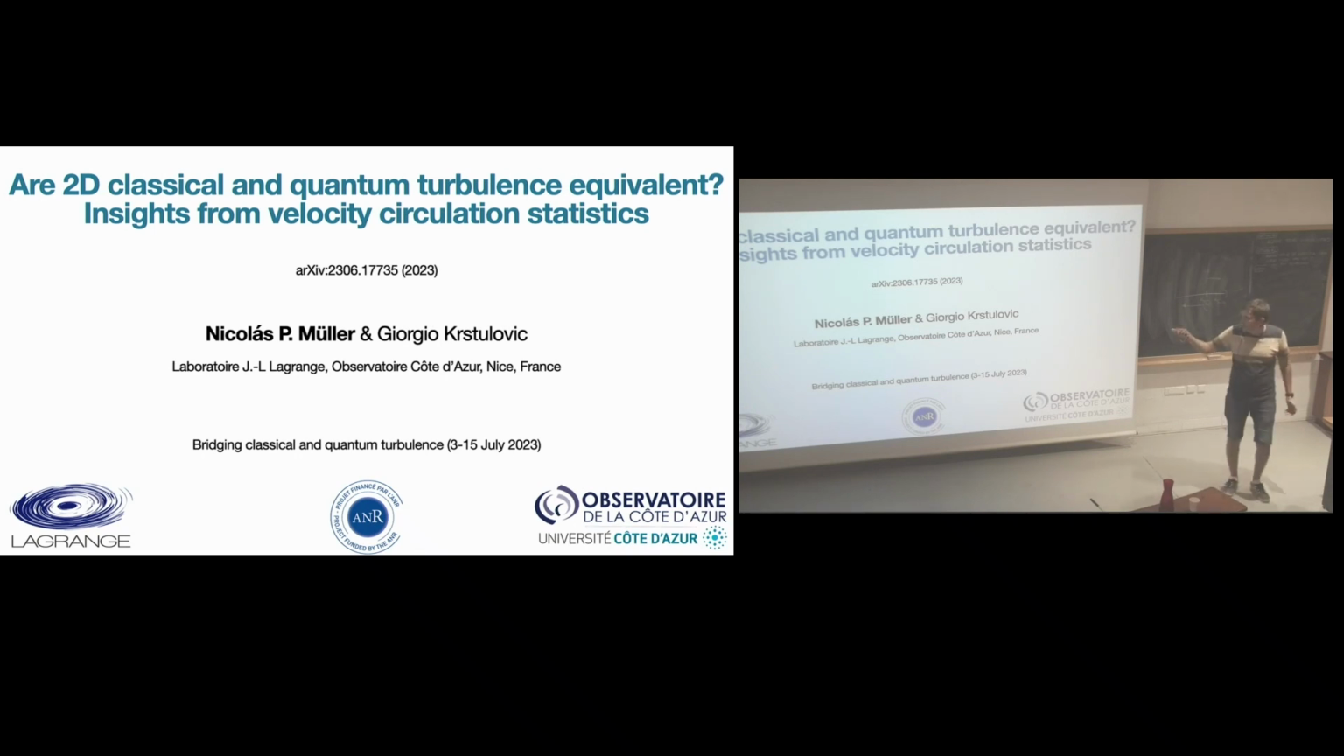So, let me present myself. I'm Nicolas. I'm a postdoc at the Observatory of Nice, working with Giorgio, and I will present some very new results that we just submitted to arXiv last week, trying to see if 2D classical and quantum turbulence are equivalent from the point of view of velocity circulation statistics.